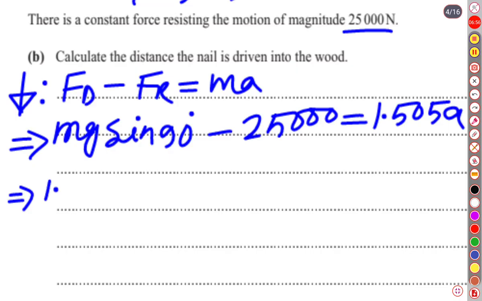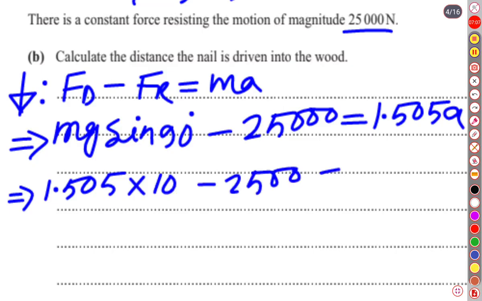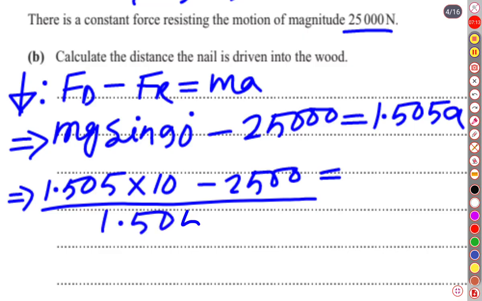So 1.505 into acceleration due to gravity, which is 10, and sin 90 is 1, minus 2500 is equal to 1.505 times acceleration. So our acceleration is going to be, if we do this calculation using our calculator, let me do the calculation.